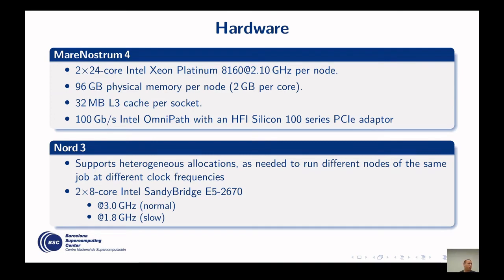For the network, we have 100 Gb per second Intel Omni-Path. For different speed imbalance tests, we use Nord 3, where every node has two 8-core Intel Sandy Bridge E5-2670, where the normal nodes had 3 GHz of speed and the slow ones were set to 1.8 GHz.